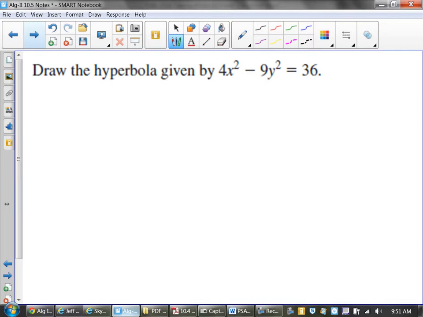Now, in this case, you're being told that it's a hyperbola, which means one side has to equal 1. So how do I get the 36 to equal 1? Don't say subtract 35. Divide by 36. So the first thing you're going to do is divide everything by 36. That'll give you your fractions.